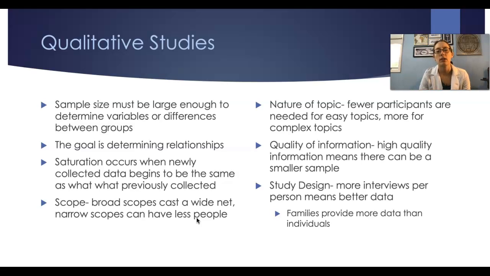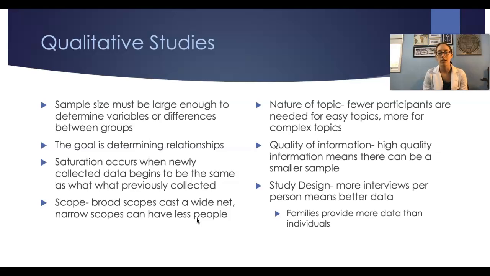So sample size must be large enough to determine variables or differences between groups. I'm going to be different than you are. If 33 of me are different than 33 of you, then we can assume that that difference is statistically significant. The goal is determining relationships.